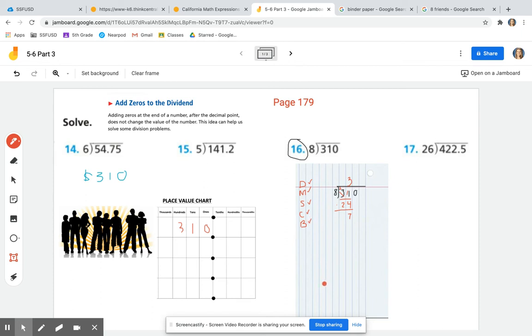B means bring down. What digit are we bringing down here? The 0. We're bringing down the 0 next to the 7, and now we have the number 70. And we're going to start all over again.